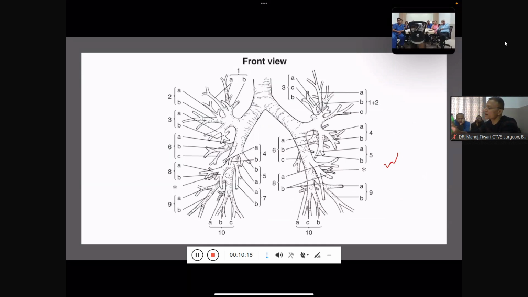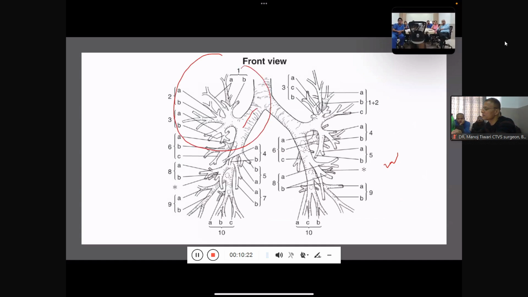Let's take an example of only the right upper lobe. This is the right upper lobe. This is the right main bronchus. This is the right upper lobe bronchus. Here is the apical segmental bronchus. Now it has given two divisions like B1A and B1B, which have further been divided into the subsegments also.